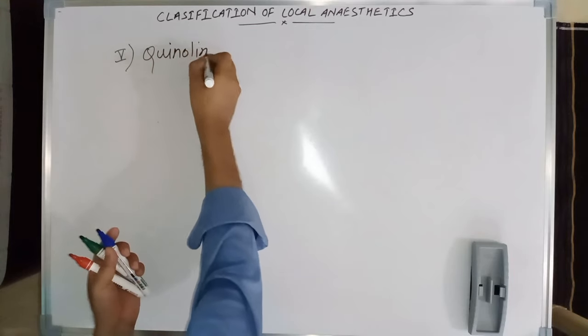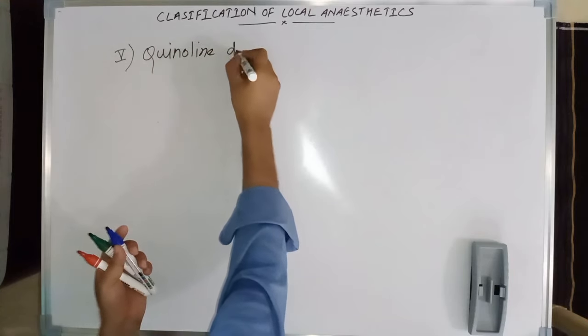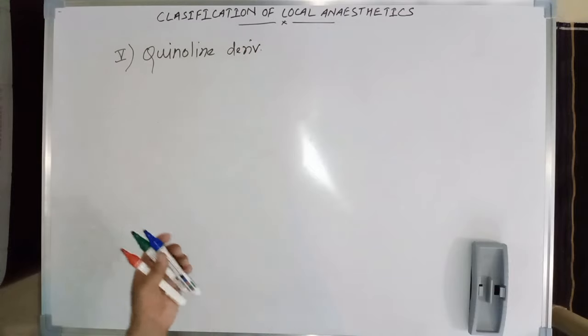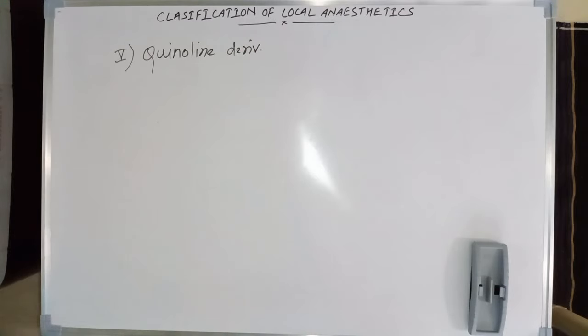Class number 5 is quinoline derivative. And what is the structure of quinoline? It is already covered in the previous third lecture. So those who are new to this video can watch the previous lecture. Structure of various heterocyclic rings I have covered already there.